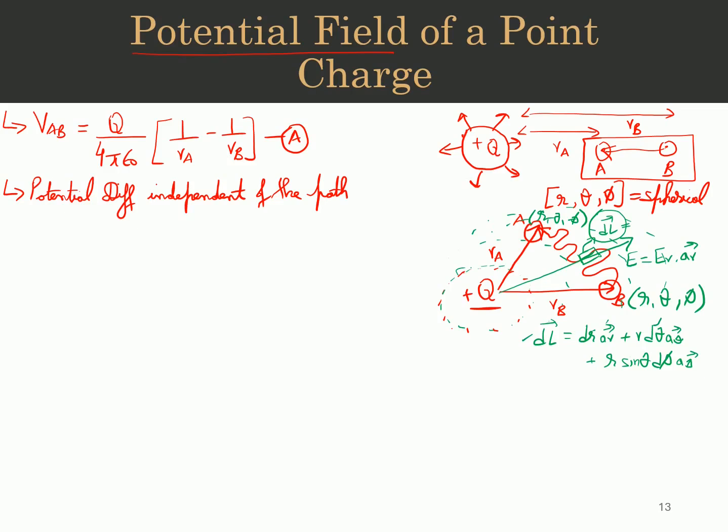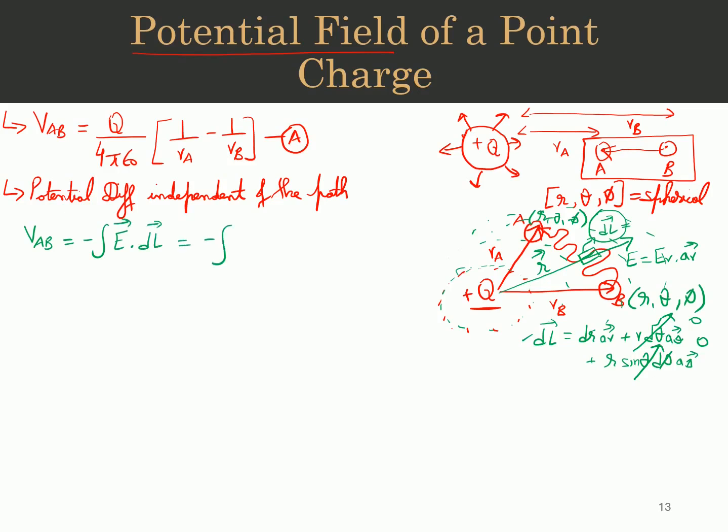Now, since the electric field is covering the radial part, this means that the theta and phi components of the differential element will be 0 and will not take part in the equation. Thus, we can find the potential difference of this new path as such. So, VAB is equal to, the generic equation of the potential difference, the integral of the electric field dot product with the differential distance.